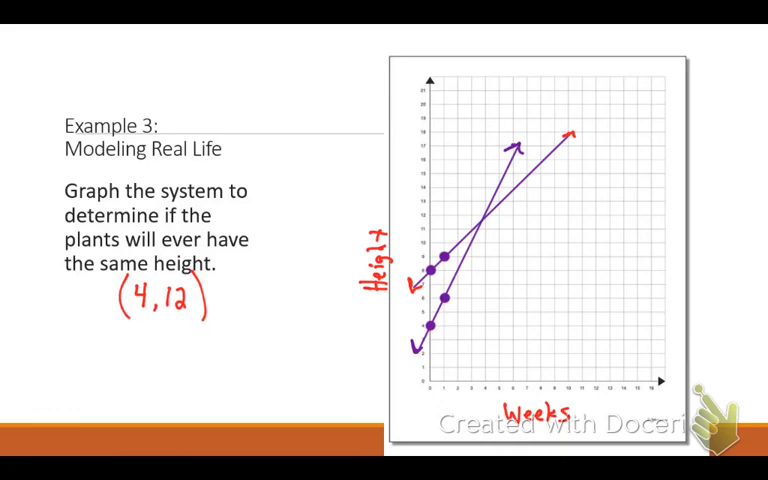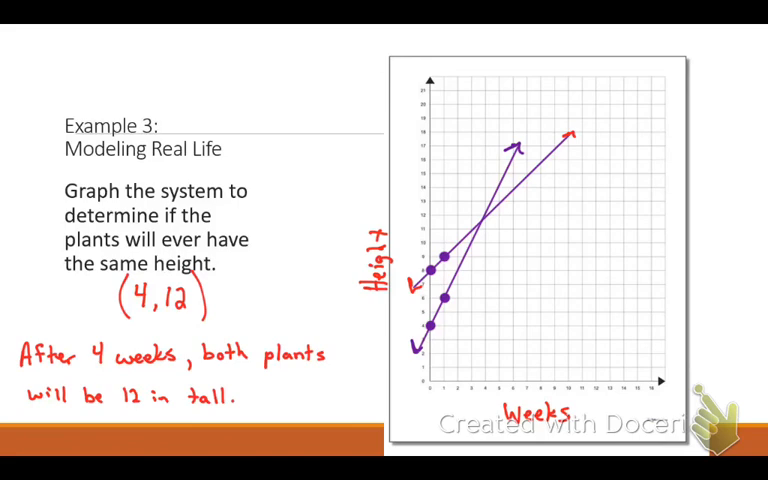So, will the plants ever have the same height? Yes. After how many weeks? 4. After 4 weeks, both plants will be 12 inches tall. Do you see how we did that? X stood for weeks, Y stood for height, so I can interpret my answer. After 4 weeks, they're both going to be 12 inches tall.